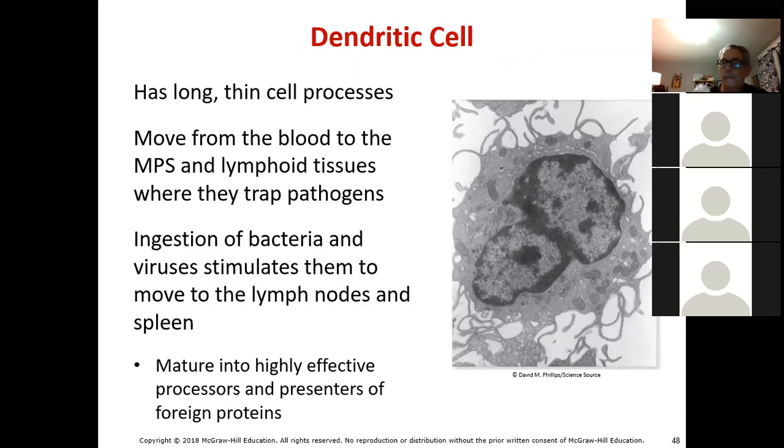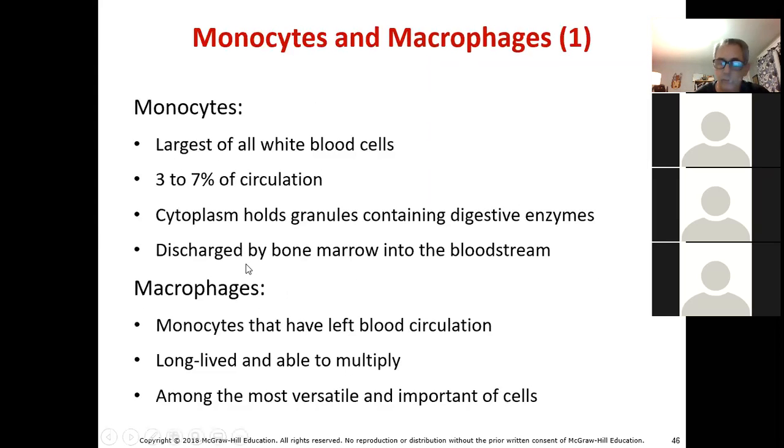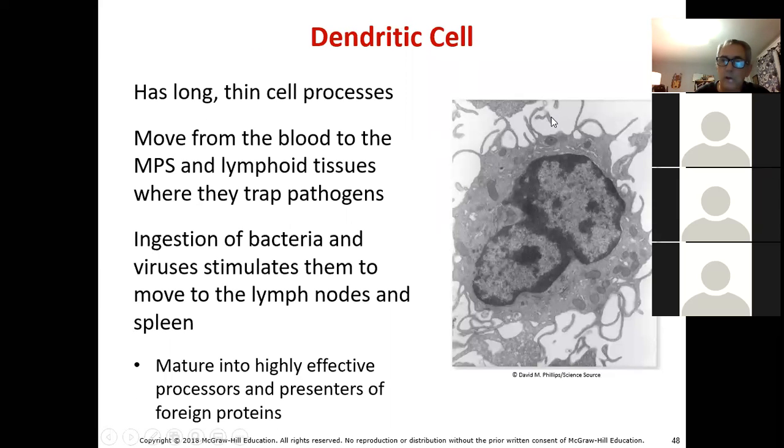Another specialized immune cell, a phagocytic cell, is called the dendritic cell. They are not a nerve cell. Because of these long protrusions that you see, people thought initially they were a nerve cell, but they're a specialized phagocytic cell. They ingest bacteria and viruses and are stimulated to move to the lymph nodes. They mature into highly effective processors and presenters of the foreign proteins to the T cells.